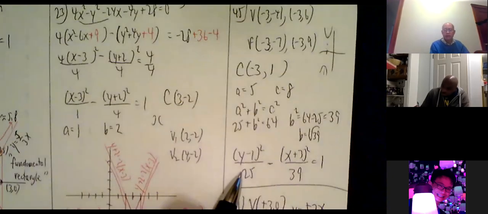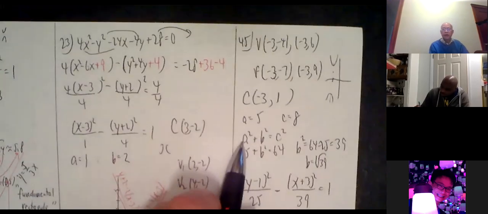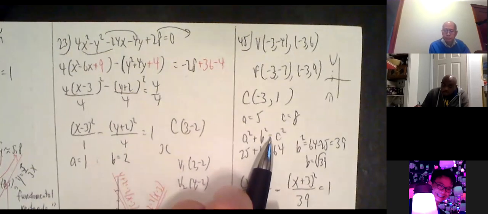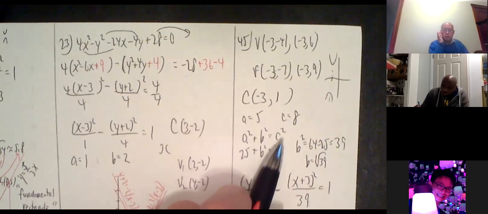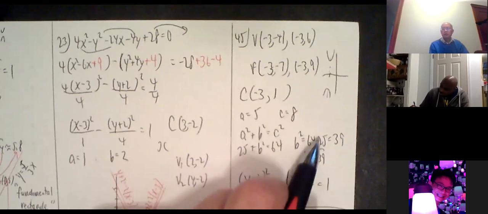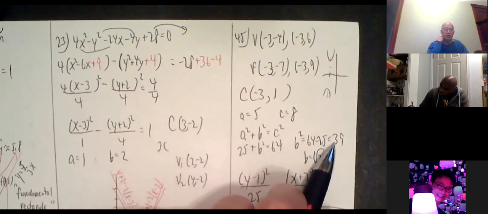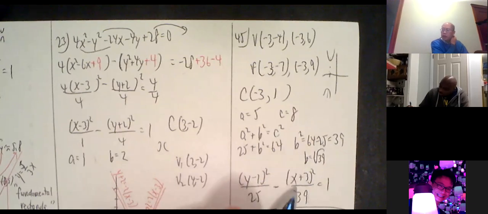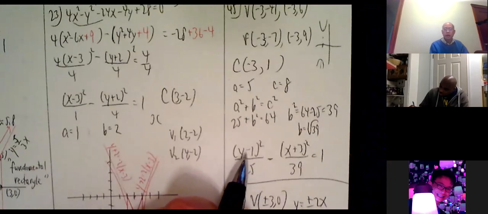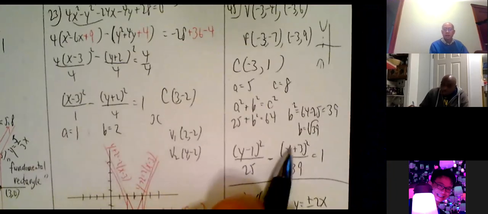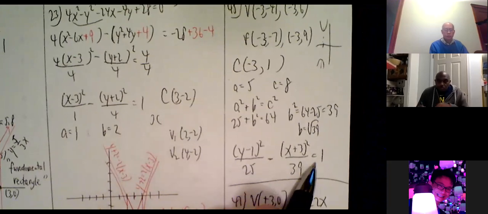A is 5. Since a is 5, that automatically means 25 goes here. And what goes under here? Do my a squared plus b squared equals c squared. Okay, a squared is 25. c squared is 64. Okay, subtract 25. b squared is 64 minus 25 or 39. b is radical 39. But what goes under here is b squared, so 39 goes here. So this is the final answer. y minus 1 squared over 25 minus x plus 3 squared over 39 is equal to 1.